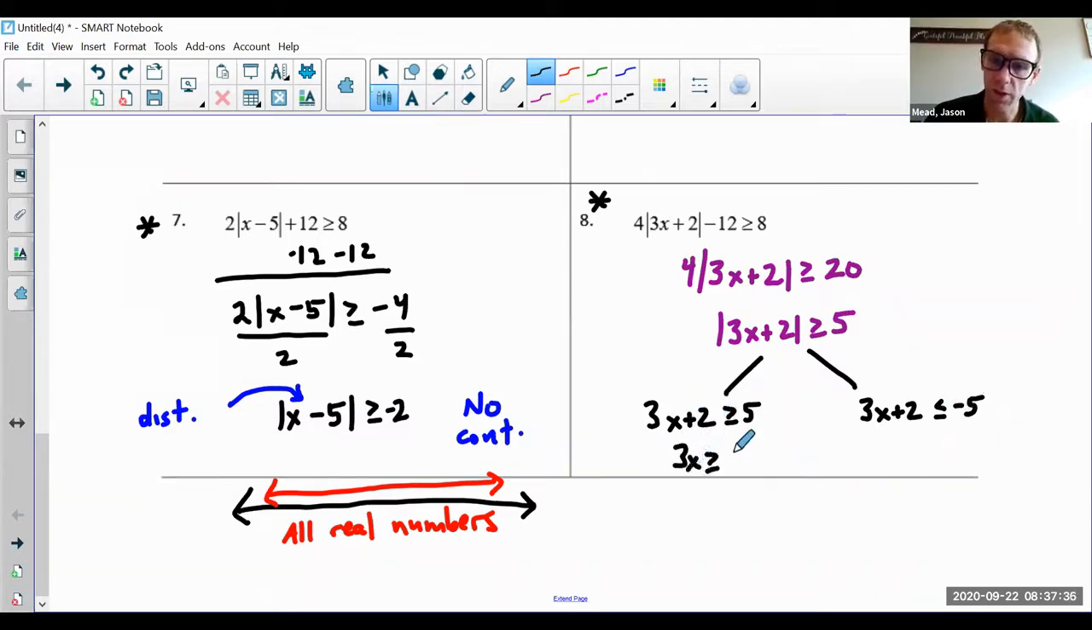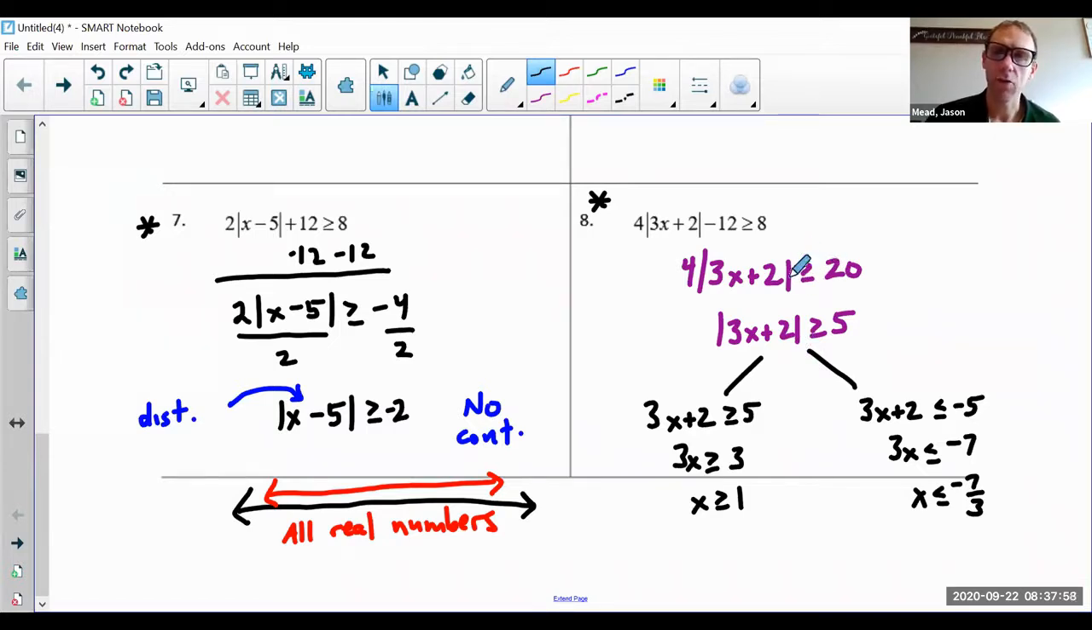So 3x is greater than or equal to 3 after I subtract 2, and x is greater than or equal to 1. And this one, I have 3x is less than or equal to negative 7. x is less than or equal to negative 7/3 after I divide by 3. So I have these two situations going on.